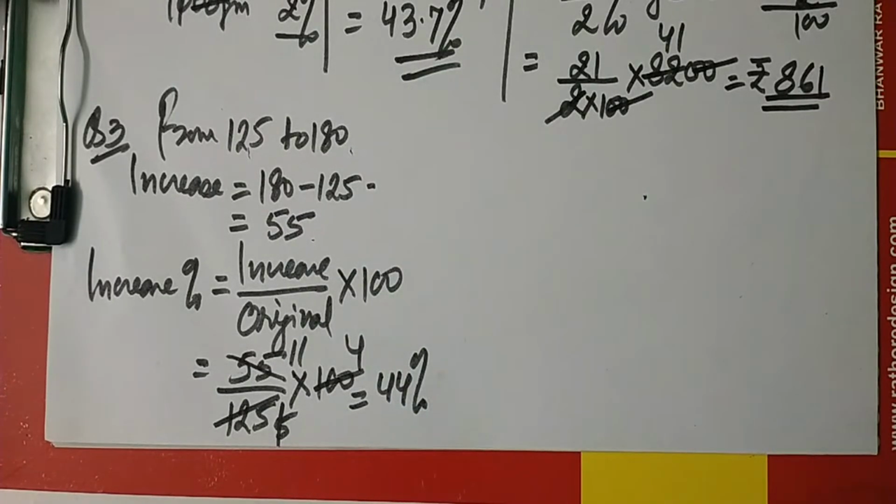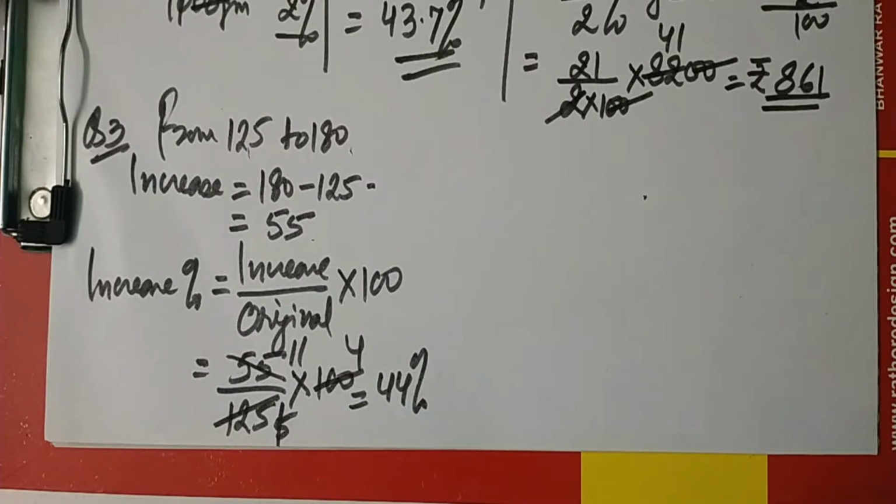If it was a decrease, then also you will do subtraction. Then you will write here decrease upon original into 100. Okay, and the same type of question is question number 5. See question number 5, why I am saying question 5 is the same.